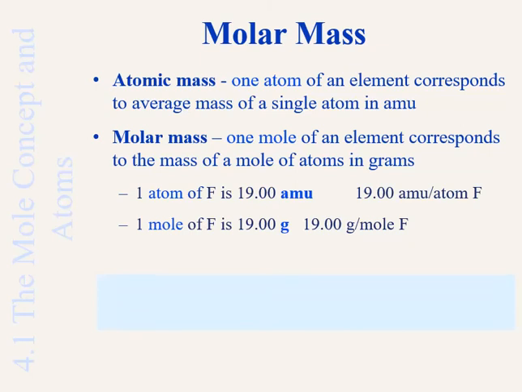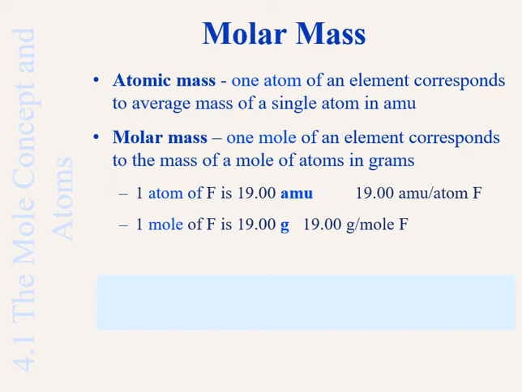So now we will come to something known as the molar mass. We already know what is the atomic mass. Atomic mass is the mass of one atom of any element, and it's listed in what units? AMUs, atomic mass units. Molar mass is the mass of one mole of that particular element.